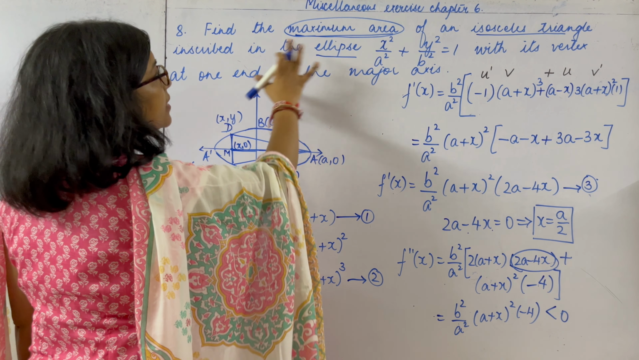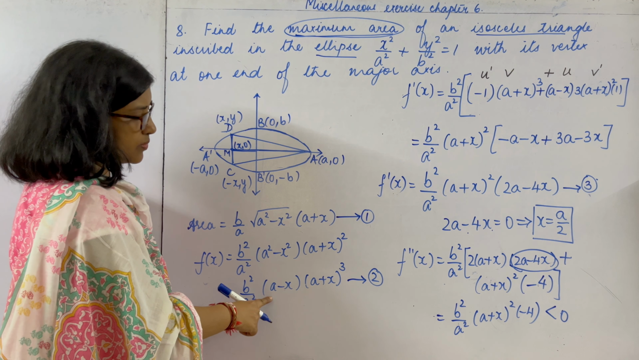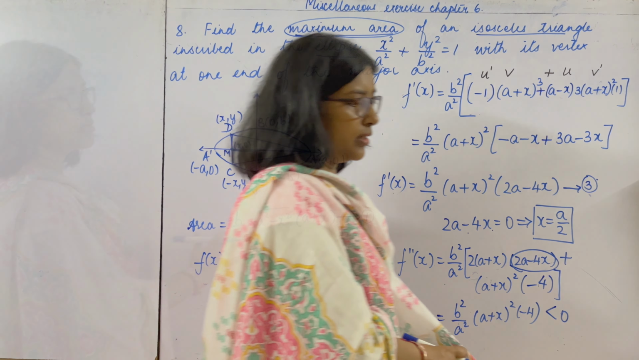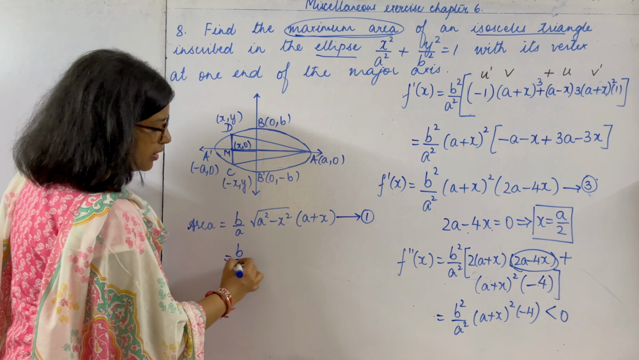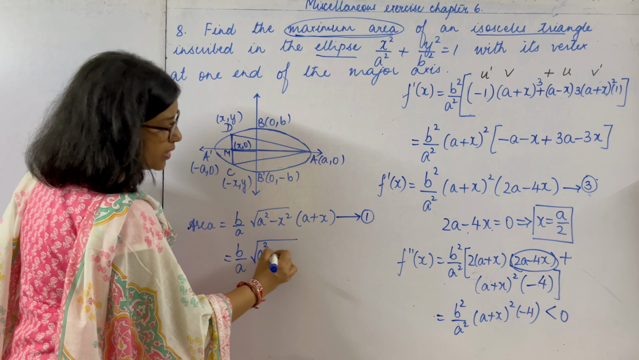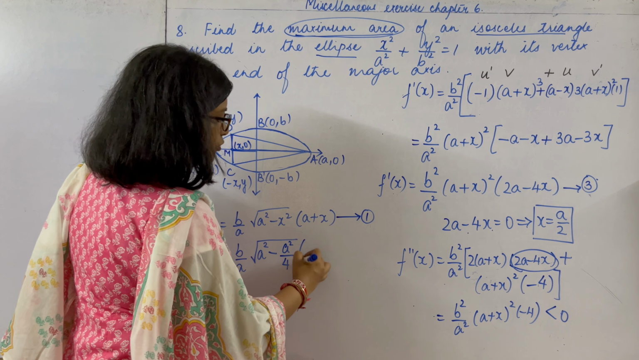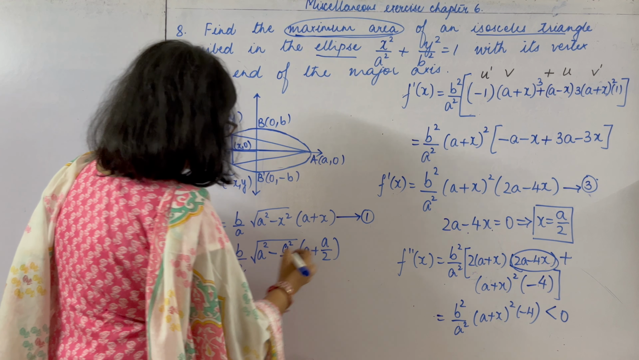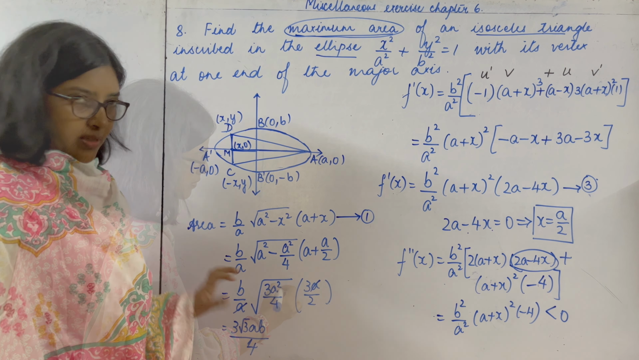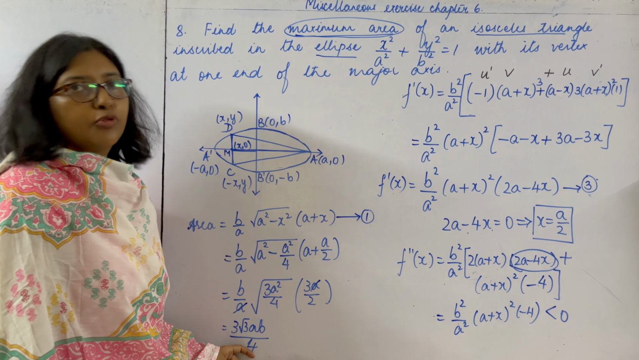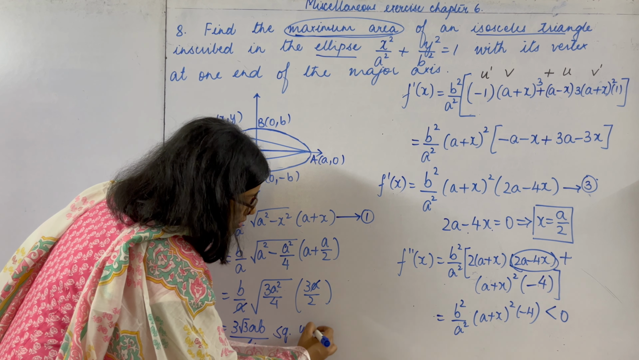Now to find the area, we already know the critical point is a by 2. Let's put it in this one or in this one, wherever you want to substitute it to get the area. So we are going to substitute it directly into the area. This is b by a root of a square minus, what is the value of x? A by 2. So x square will become a square by 4. So we have b by a, simplifying this it becomes 3 root 3 ab upon 4. That is the area of the triangle, in square units.